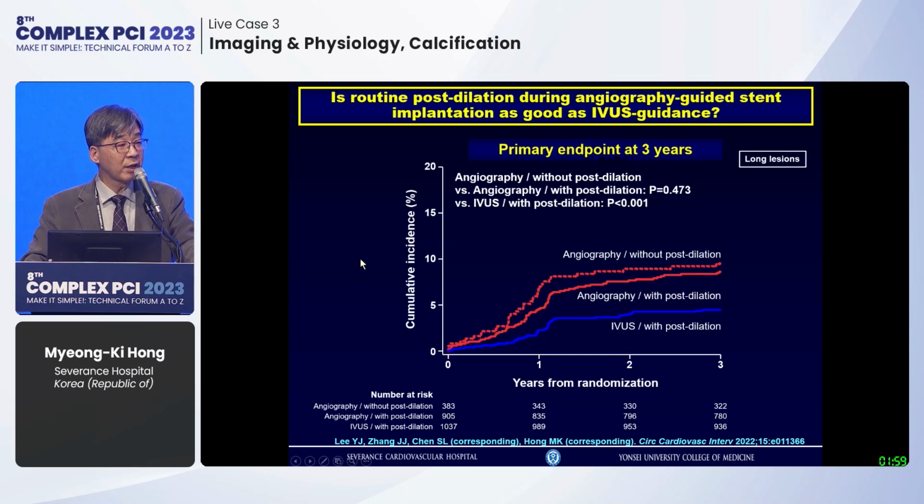Nowadays, when we do the procedure, we routinely do post-dilation after the PCI. When we do post-dilation, it really works. So we analyzed this, compared to angiographic-guided PCI without post-dilation. The cumulative incidence of angio-guided PCI with post-dilation was numerically lower. However, between the two groups, there is no statistical significance. However, IVUS-guided post-dilation achieved statistical significance. So, therefore, we did IVUS-guided post-dilation.